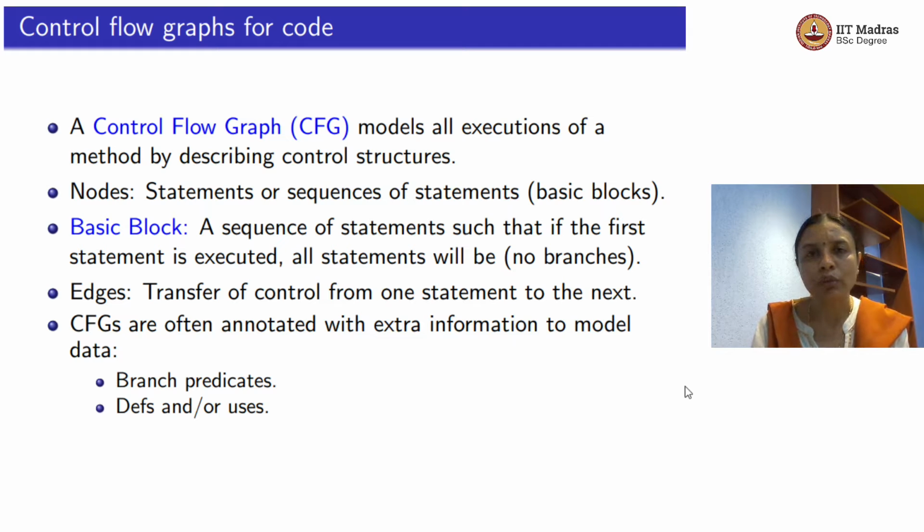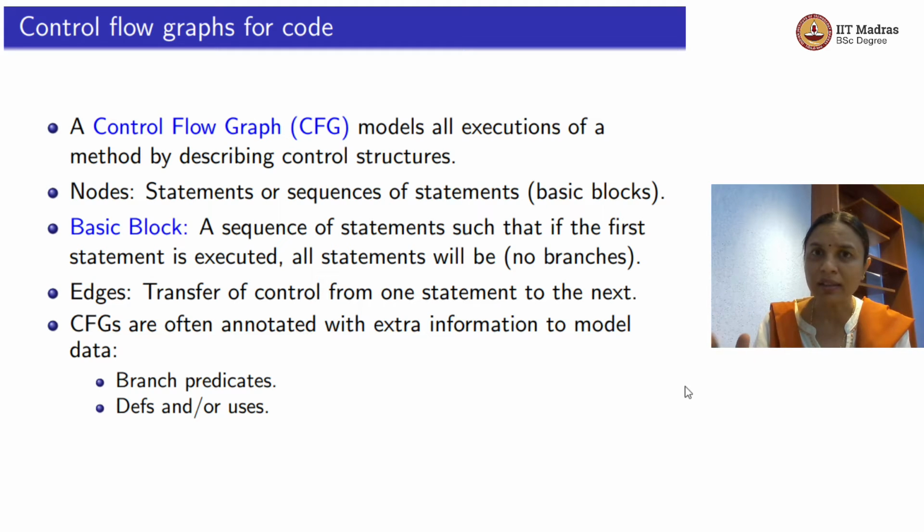So what is a control flow graph? It's a graph, so it has nodes and edges, but it's a graph whose nodes and edges model executions of statements that belong to a particular method or a function. The nodes or the vertices of the graph are statements or sequences of statements that are clubbed together as one basic block. It could be a contiguous sequence of statements, or it could be just one statement that constitutes a basic block. What is a basic block?